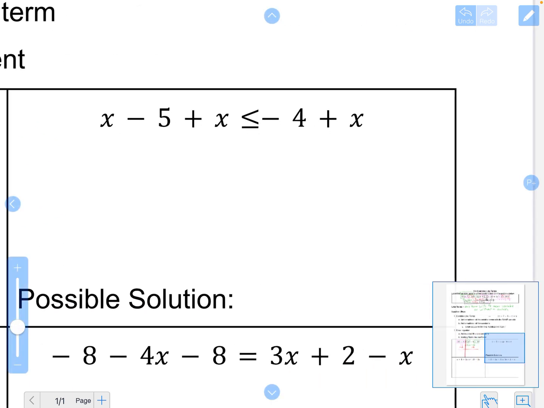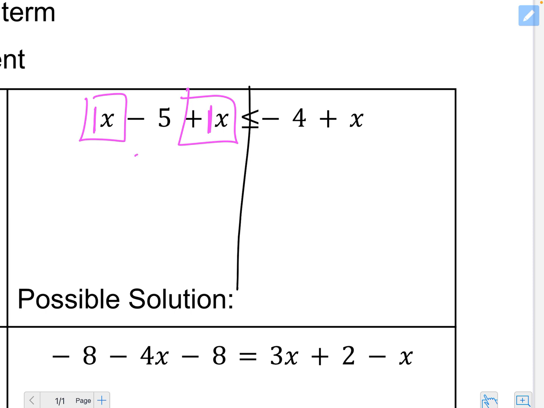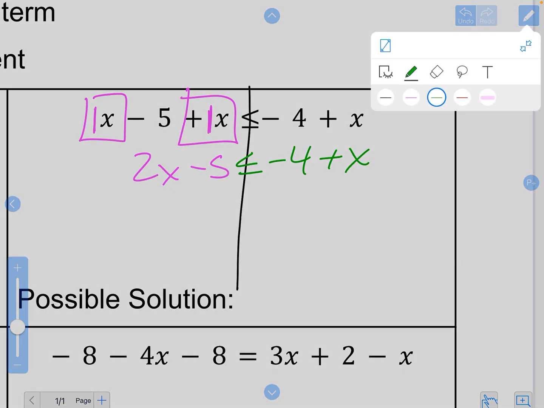So now we're going to go to our next problem. Again, we're going to draw that line, because that line tells me to cross it, I have to do the opposite operation. Whereas if I'm on the same side, I just do what the signs tell me. So again, there's no number there, so I have my invisible 1. So 1x plus 1x becomes 2x, and then we bring down that negative 5. There are no like terms on the right side, so we're just going to rewrite what was given to us.